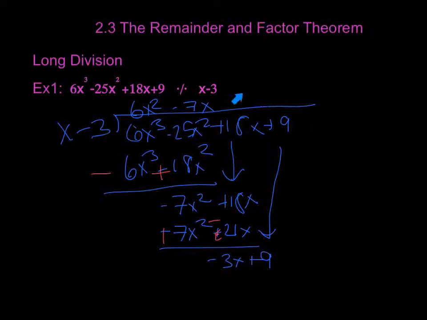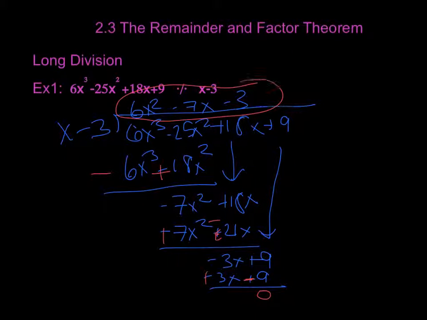And then what times x will give me negative 3x. So that's going to be a negative 3. So my negative 3 times x gives me negative 3x. Negative 3 times negative 3 gives me a positive 9. And when you change all of the signs, you end up with a remainder of 0. So this is going to be my answer for division. This one went in evenly.